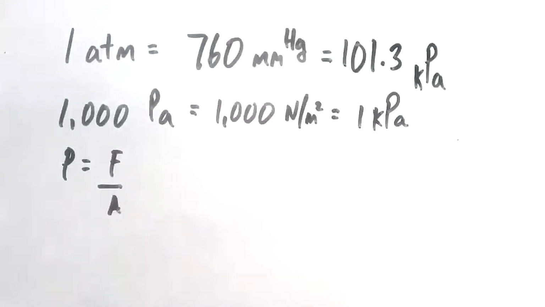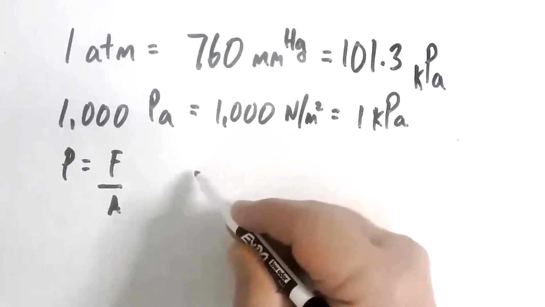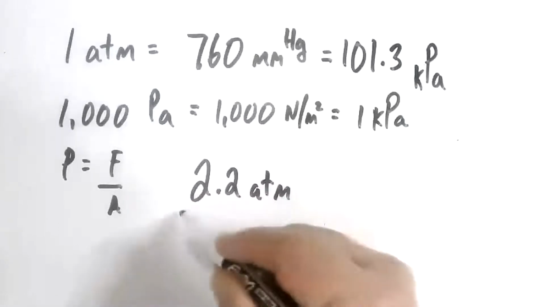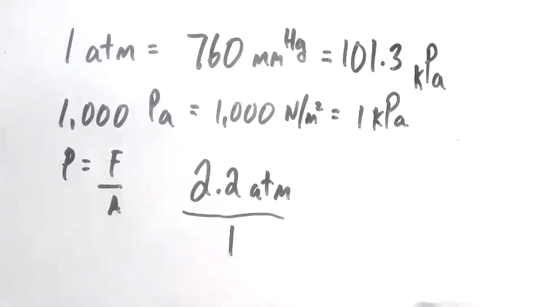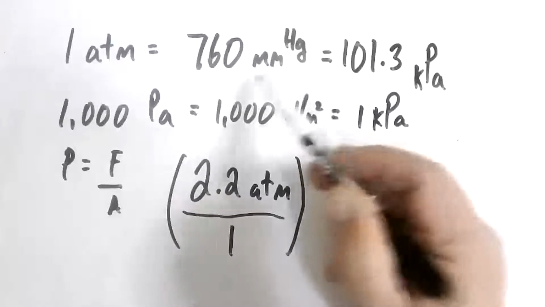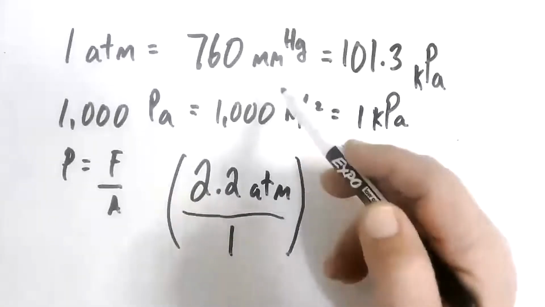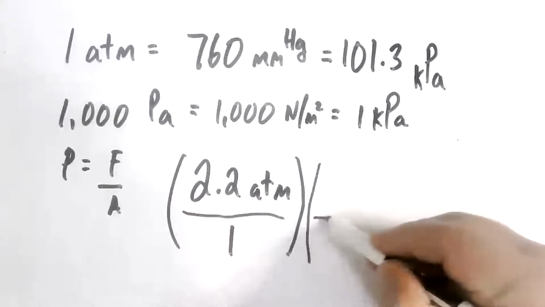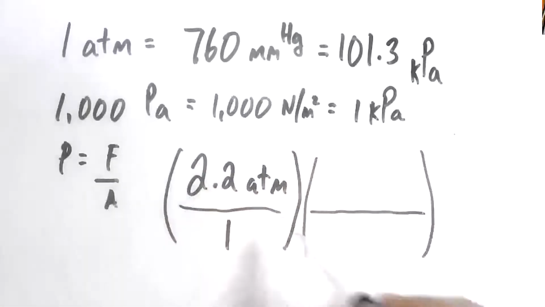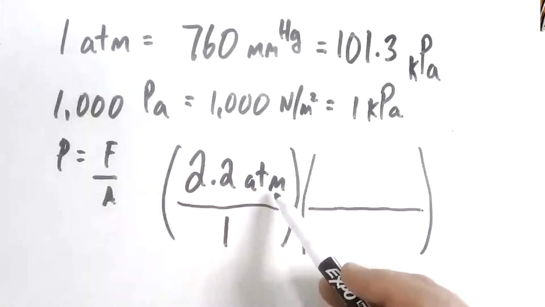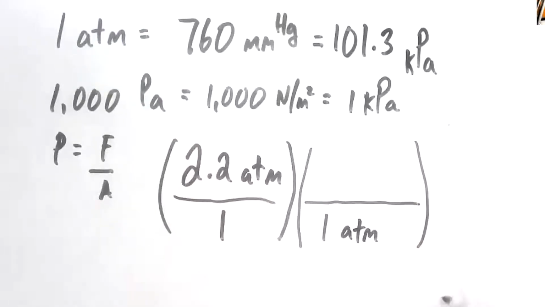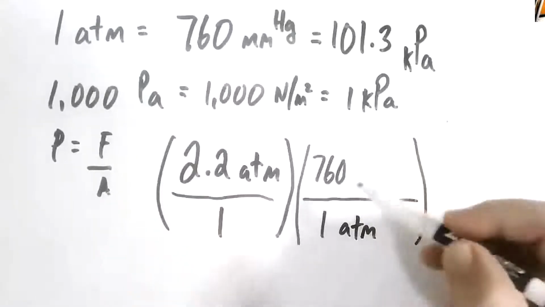Let's say that we're given a total of 2.2 atmospheres. That's our given. Well, as always with this technique, we would write that as a fraction over 1 inside parentheses. Let's say we wanted to convert that to millimeters of mercury. Our conversion factor says that for every 1 atmosphere, there should be 760 millimeters of mercury. Since we have atmospheres on the top of the first expression, we should write that on the bottom here, because our goal will be to cancel that atmosphere. And then we would have 760 millimeters of mercury here.